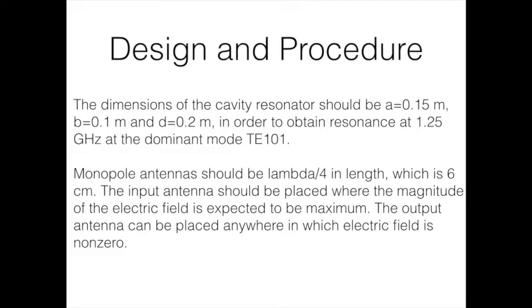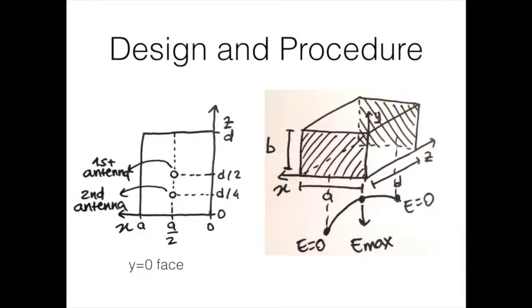The input antenna should be placed where the magnitude of the electric field is expected to be maximum, and the output antenna can be placed anywhere in which the electric field is non-zero, but the output should be expected in a certain way based on the location. The y equals 0 plane is shown in the first diagram, and I labeled the first and second antenna's locations. The first antenna is the input antenna, and the second antenna is the output antenna.